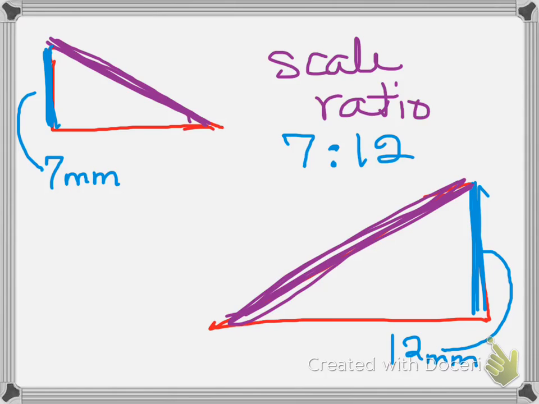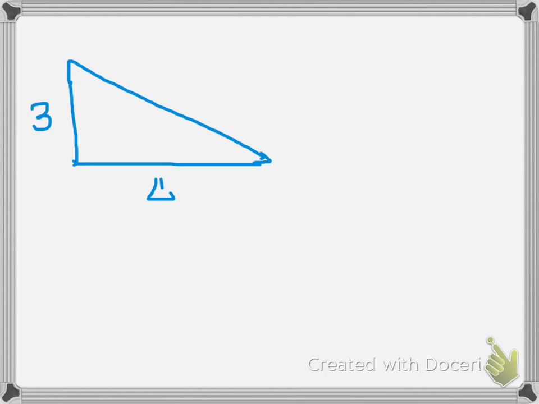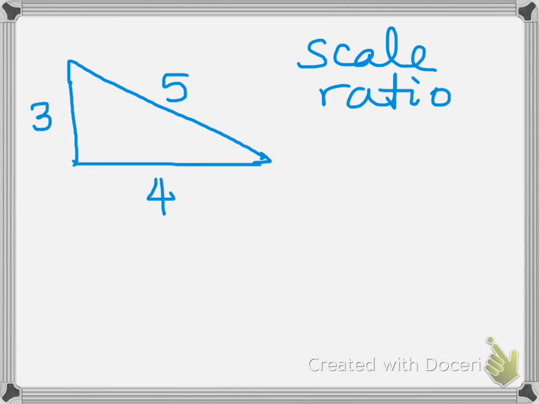Now what if I tell you to draw a copy of this triangle right here? I'm going to make this 3, 4, and 5. I want you to draw a copy of that triangle using a scale ratio of 1 to 1.5.